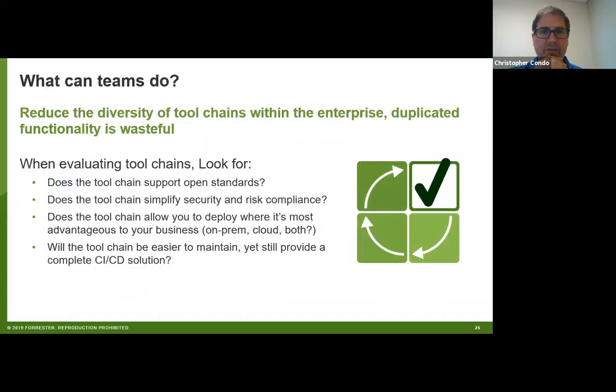Great question. So, what can you do? Reduce the diversity of tool chains within the enterprise, right? I just feel duplication of functionality is wasteful. When I first started doing research as an analyst at Forrester, the first report I did was on cloud-hosted software delivery tool chains.